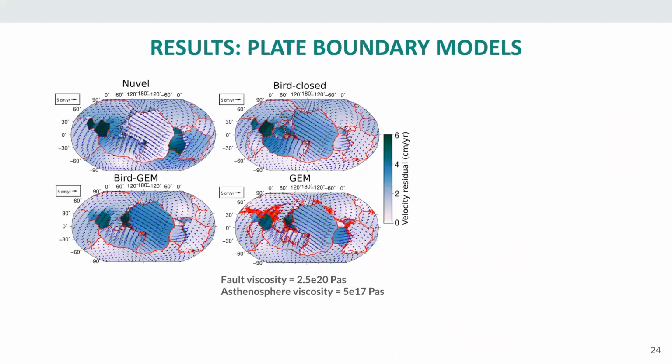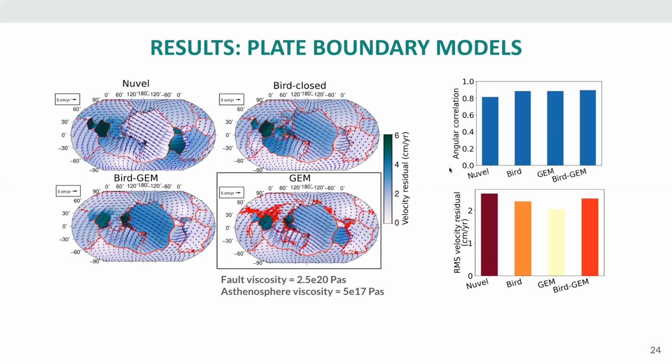Choosing the best fit model for each plate boundary geometry, what we find is that the GEM model performs best. And we can also look at the angular correlation for all of these models, which is how good the directional fit is. These are the same values as I showed in the last graph, but in a bar chart, which makes it easier to see. The lighter colors represent better model fit, and they correspond to the GEM model.